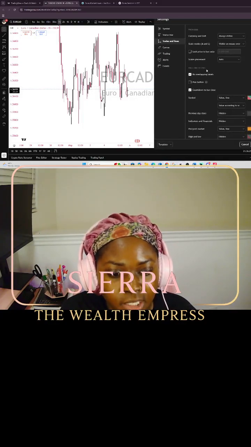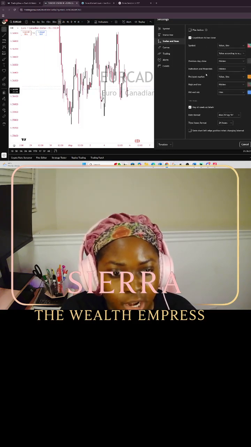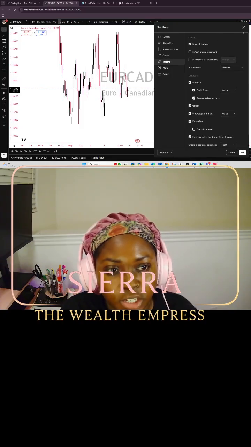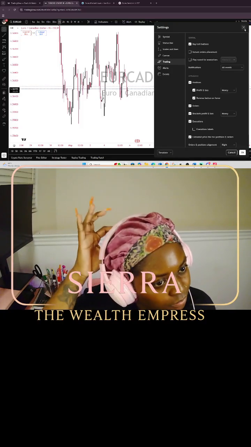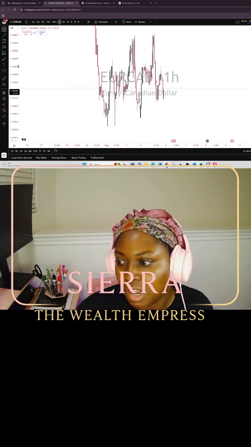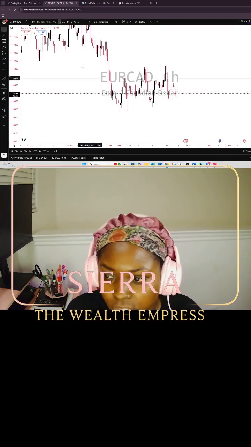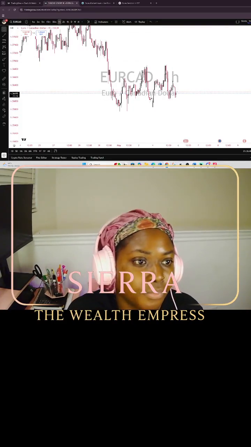Scales and lines also, you've got to go in here and just click around. But this is how you change up your chart to get the colors or whatever you want. They have dark mode. You can have a black screen. It doesn't have to be white.